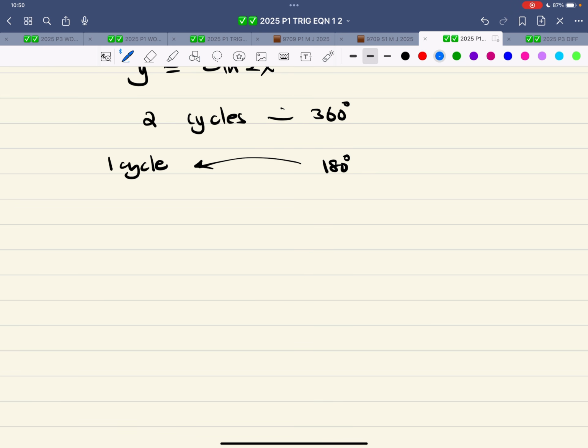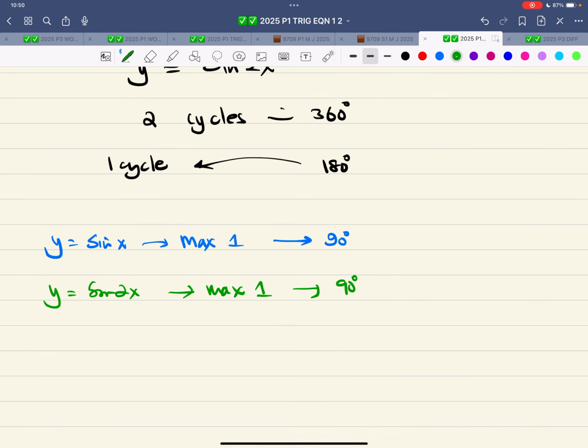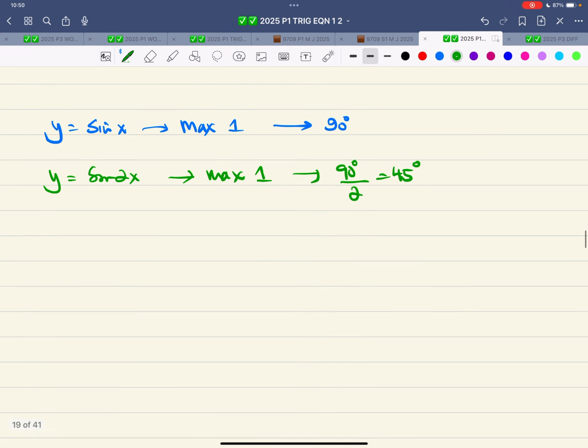So now what else do you observe? Firstly, the maximum of y equals sin x, the maximum 1 was occurring at 90 degrees. Now if I talk about y equals sin 2x, maximum is still 1. But what has changed? The value is now 45 degrees. So that is because of this. 90 over 2 is 45.